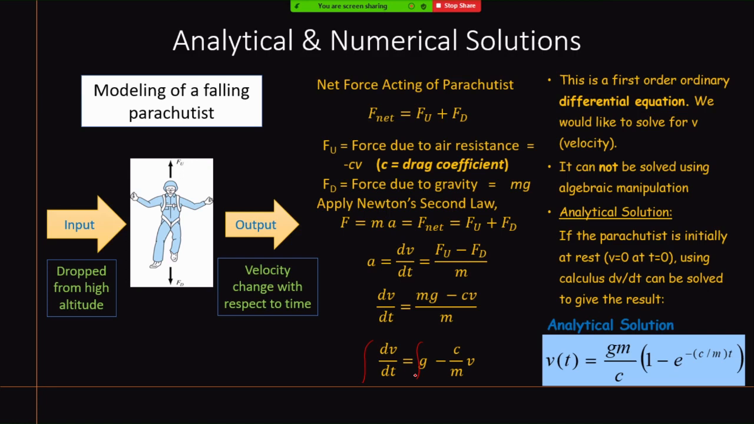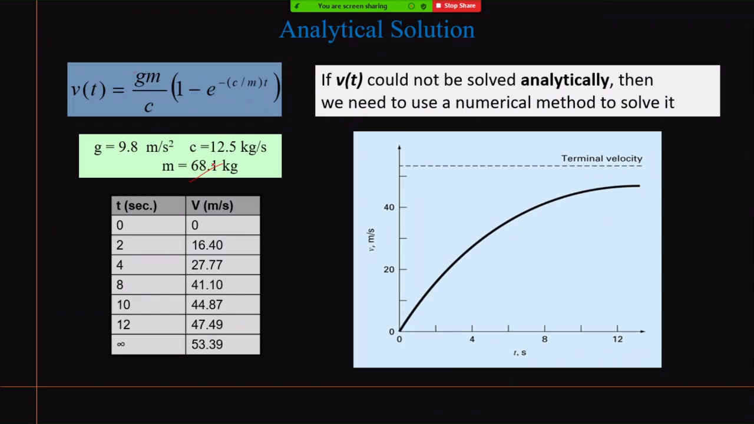If I put in all the parameters: g value, m value, c value, all these values, 68.1 is the weight of the person, 12.5 is the drag coefficient, 9.8 is the gravity. Then we determine the values. At time t equal to 0, my velocity is 0, as we started with zero velocity. Then at time t equal to 2, I got a velocity of 16.4 or so. If I put time at infinity, it reaches the maximum velocity of 53.39. That is called the terminal velocity.